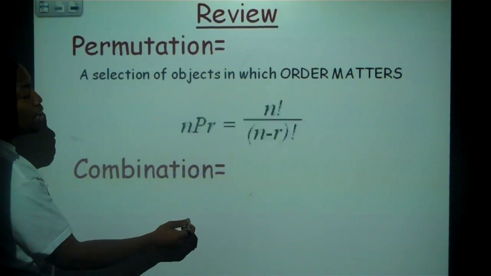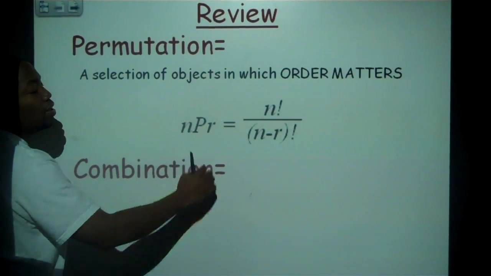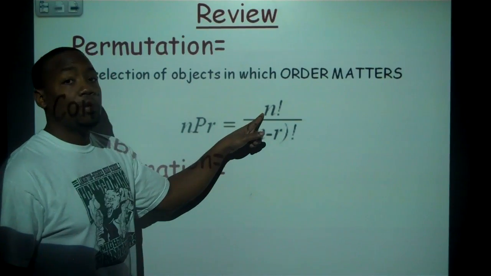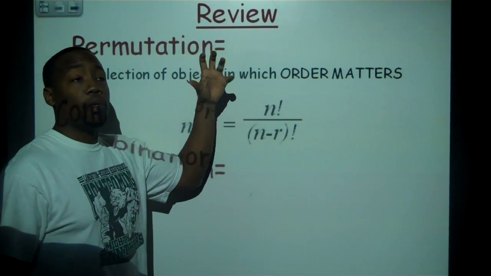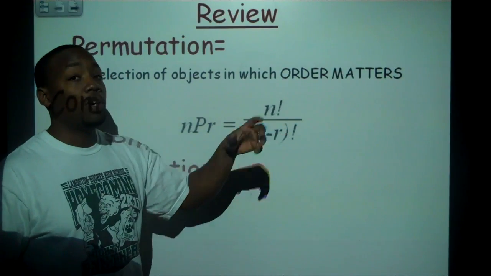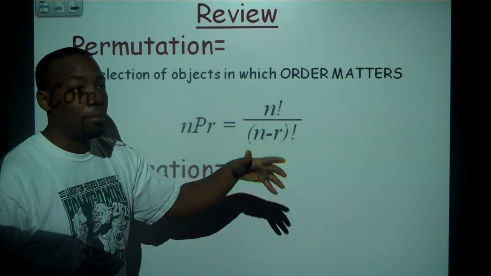The formula for permutation is going to be nPr, which is n factorial over n minus r factorial. The n represents the total amount of people or things we're choosing, and the r represents what we want out of that group or out of that amount.